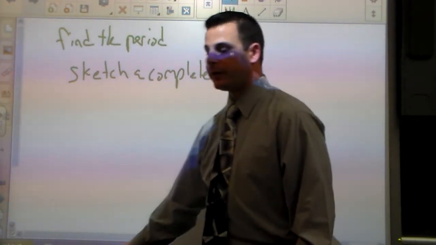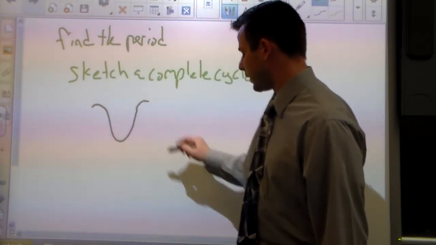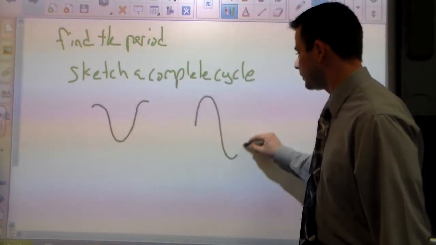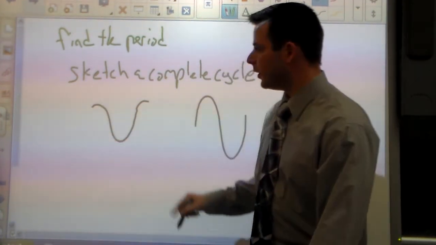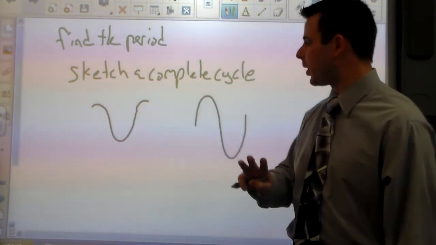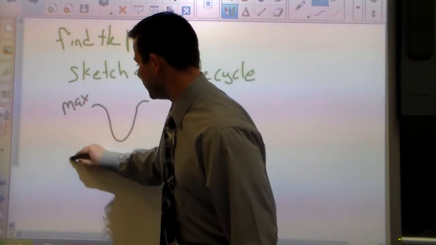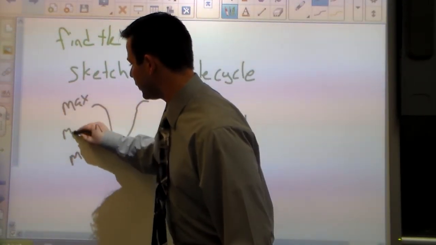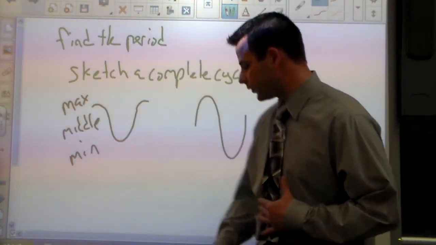Now, your complete cycle for cosine looks like that. For sine, looks like that. Just remember where the axis is. There's only 3 ordered pairs where you could plot on a trig function. And that's at the maximum, at the minimum, and at the middle. Those are the only 3 spots you can graph trig functions.